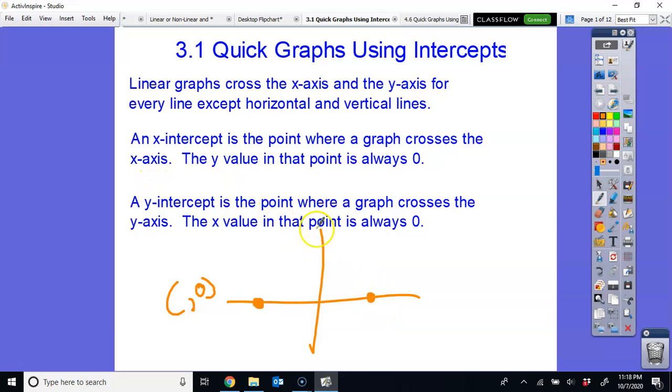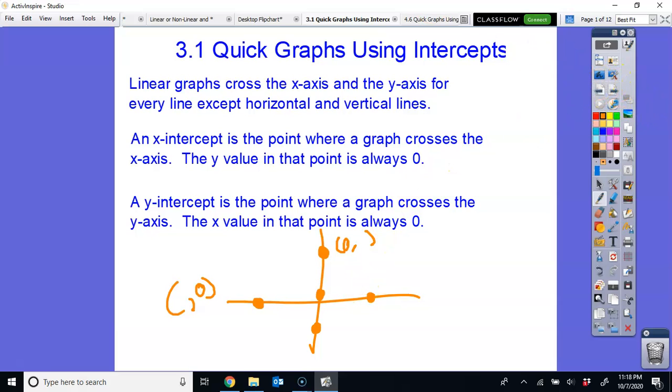A y-intercept is the point where the graph crosses the y-axis. Anywhere on the y-axis, the x value is always 0. So if you can find the point where the graph crosses the x-axis, it's going to have a y value of 0. If you can find the point where the graph crosses the y-axis, it's going to have an x value of 0. So we can work through that backwards.